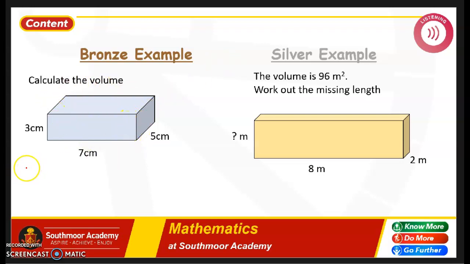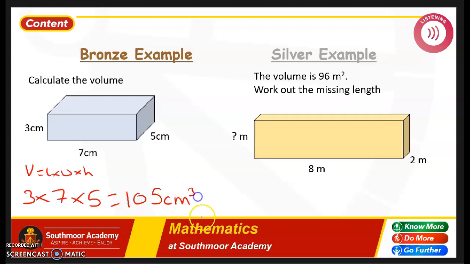So again, volume equals length times width times height. So the calculation we're going to be doing is 3 times 7 times 5. And we should get 105 centimetres, and it's going to be cubed. So 105 centimetres cubed is our volume there. 7 times 3 is 21, times by 5 is 105.